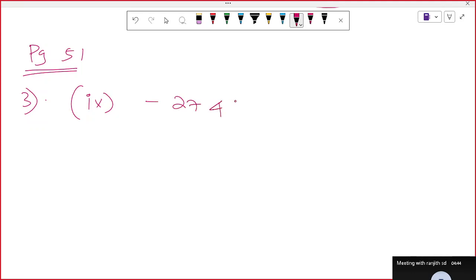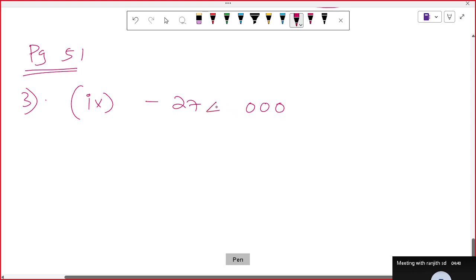Minus 2, 7. I gave that for homework, so I remember. And I had given this for homework. Nobody had sent. How many know the answer, sir? I did it, sir. Okay. Yes, others try this.